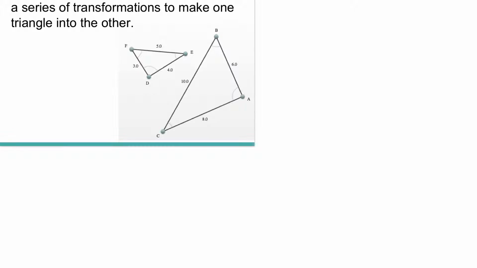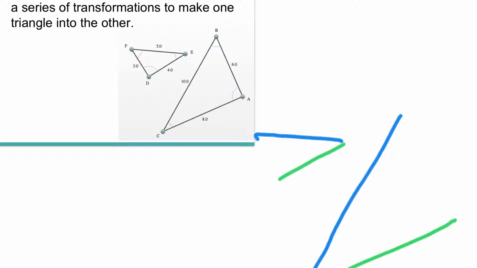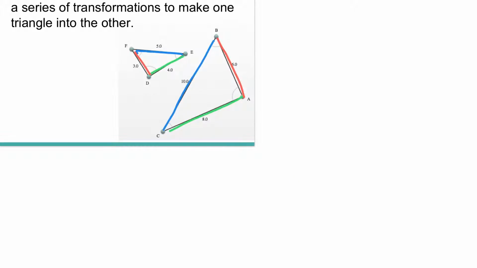So now here's the next part. Now lock the corresponding sides, then use a series of transformations to make one triangle into the other one. To lock them, let me label these again real quick. They might change colors, sorry about that. This one with this one. Second biggest with the second biggest, smallest with the smallest. To lock it, I want to lock the corresponding one.